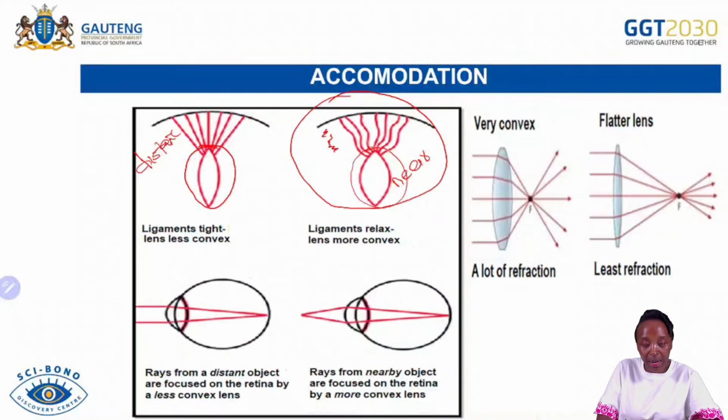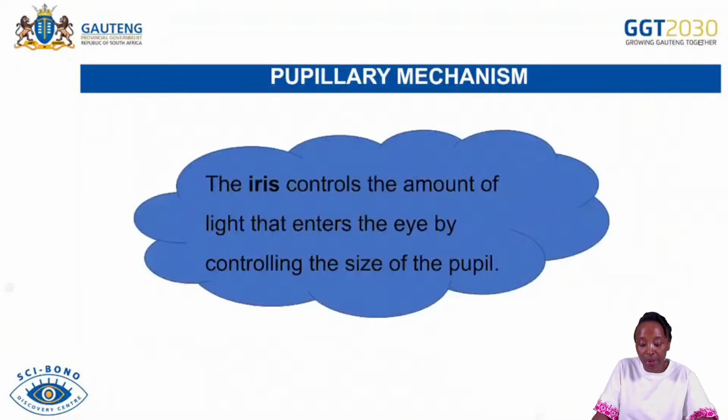So if you get the diagrams like this, you should be able to tell the focus by just looking at the state of the suspensory ligaments and the shape of the lens. So remember, if it's less convex, it has less what? If it's less convex, then the refraction powers are also less. But if it's more convex, then it has more refractive powers. So it can bend more light.